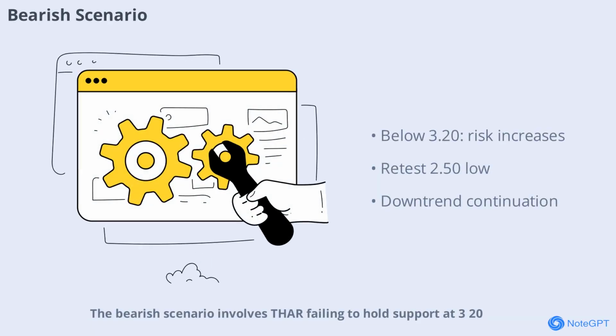The bearish scenario involves THAR failing to hold support at 3.2, leading to a retest of the 2.5 low and potentially continuing the downtrend. This would signal that the correction is not yet over and that further downside is possible. Traders should be cautious if the stock breaks below key support, as selling pressure could accelerate quickly.